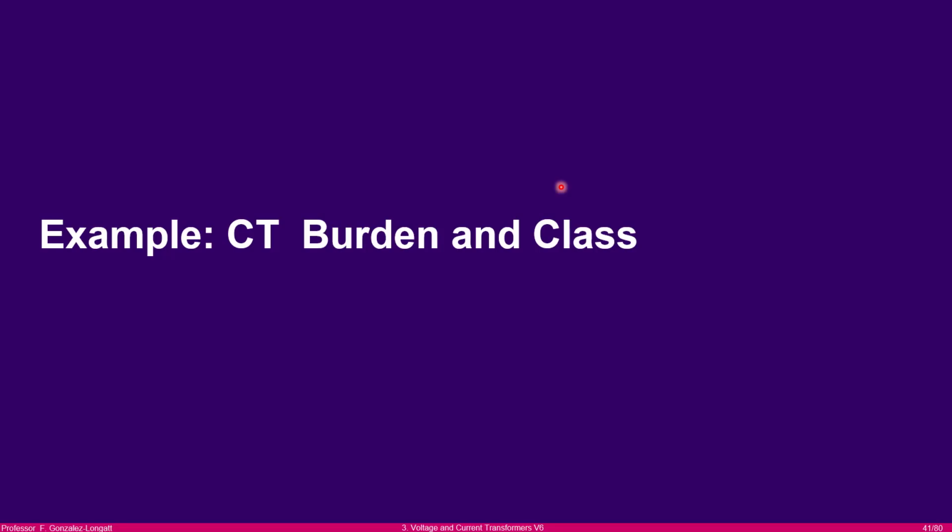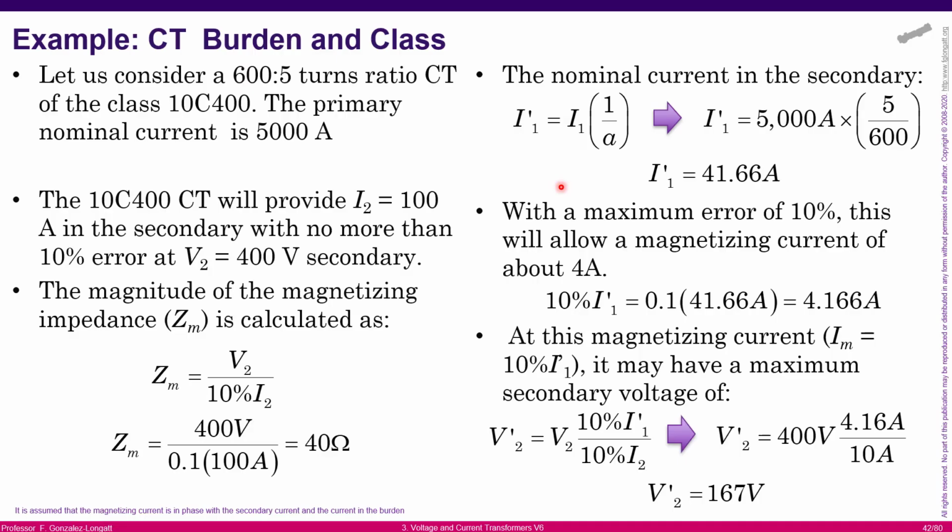Okay, here is a short example. Let's see this small example, very simple. Again, we are using an American current transformer, 600 to 5. And in this case, we can see that the transformer class is 10C400. Okay, this current transformer has a nominal primary current of 5,000 amps.